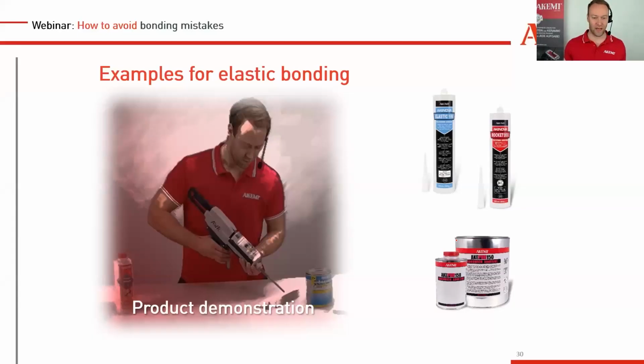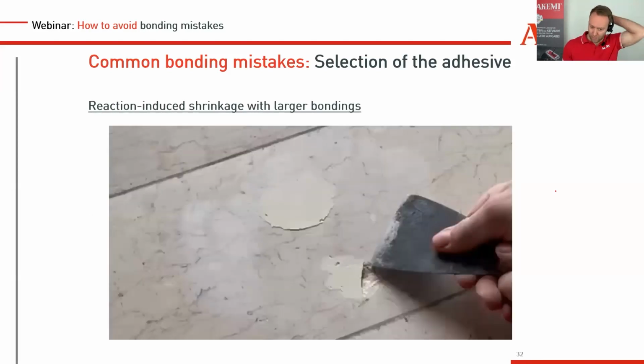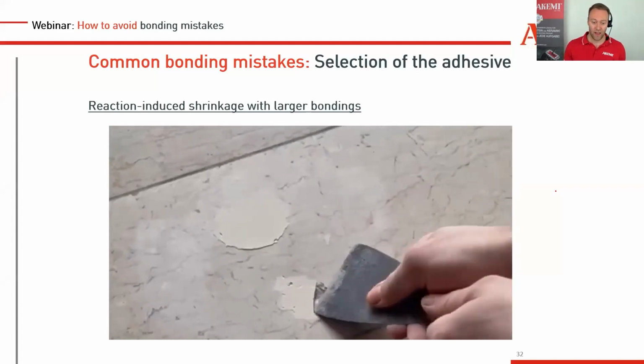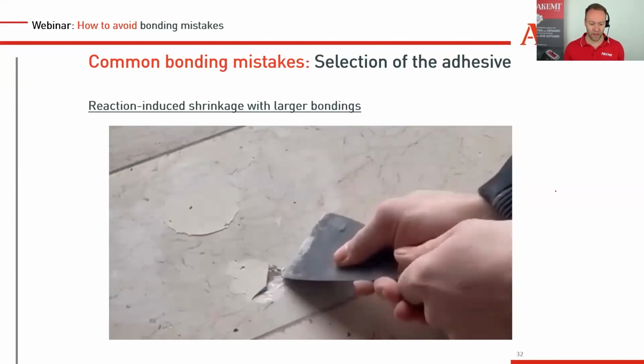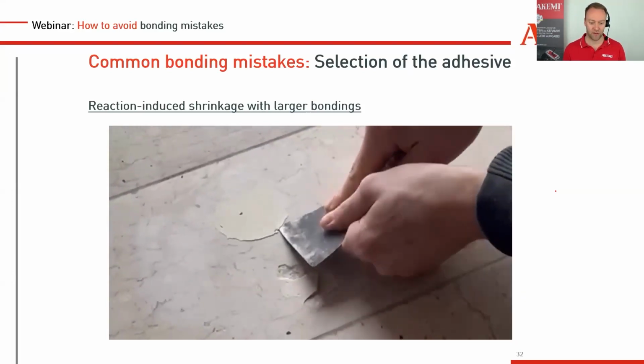Good. So that's it for examples of elastic bonding. So now the third thing you have to have in mind in the choice of your adhesive is the reaction-induced shrinkage. Some products, some polymers, shrink when they cure. You have to have this in mind, especially when you fill and repair a lot of holes, bigger holes. You can see here, a polyester was used in this video, and this has some shrinkage just during the chemical reaction. It has some shrinkage, and you can see it becomes very loose.